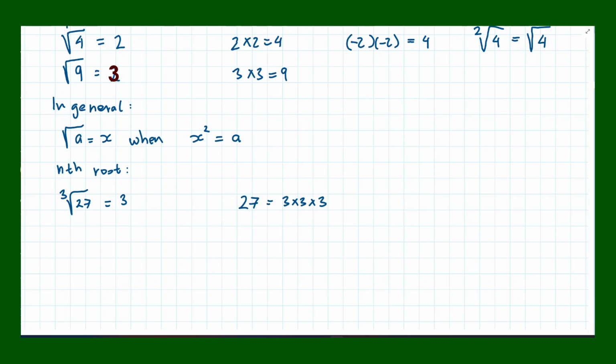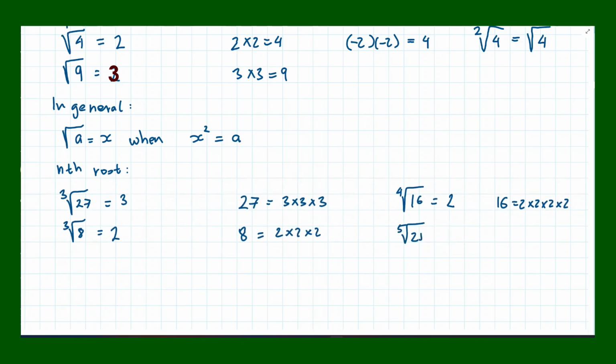Well, how about the cube root of 8? Well, 8 is equal to 2 times 2 times 2, so the cube root of 8 is going to be 2. How about the fourth root of 16? Well, I know that 16 is equal to 2 times 2 times 2 times 2, or 2 to the 4. Therefore, the fourth root of 16 is going to have to be equal to 2. How about the fifth root of 25?